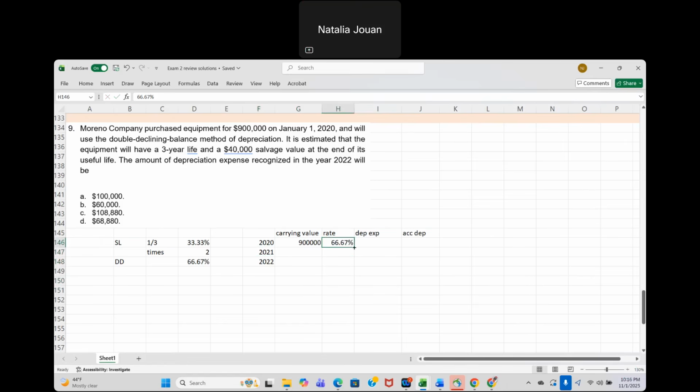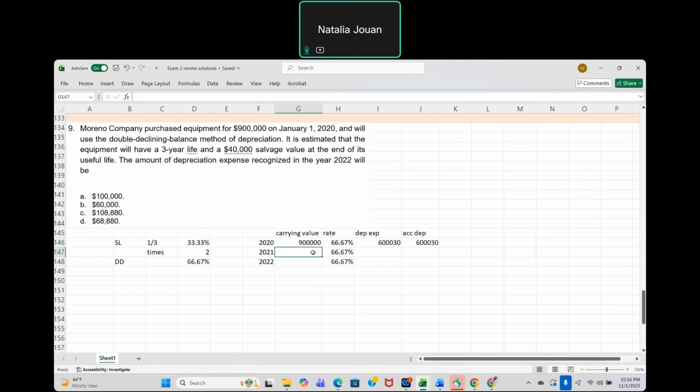This will be the same. It's constant. Once we get it, it's constant. Okay, so year number 1, 900,000 times 66. So our accumulated depreciation is the same for the first year. I don't know why it's copying it this way. Oh, it's a formula, that's why. Okay, so that's our accumulated depreciation.